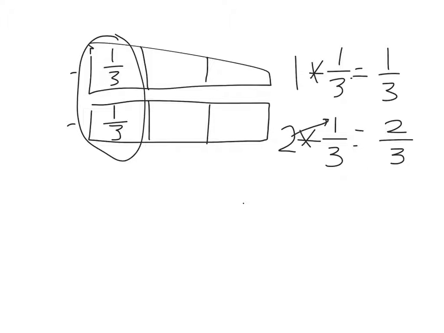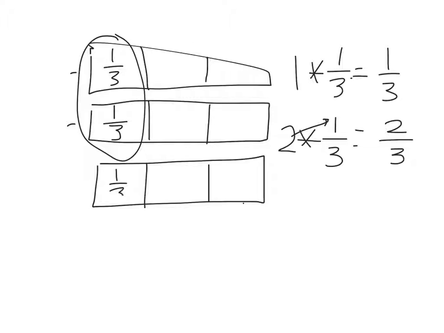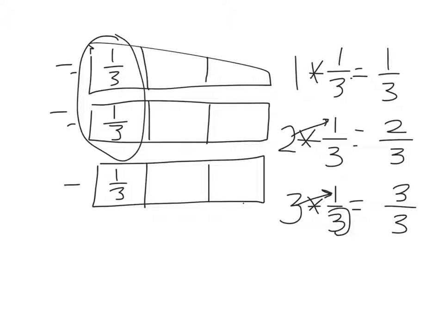Now I have 2/3. I can keep adding a third to the problem. Now I have 1, 2, 3. Now my problem would be 3 times 1/3 equals, and I multiply the whole number times the numerator, 3, my denominator stays the same, 3/3. Let's have you give one a try.